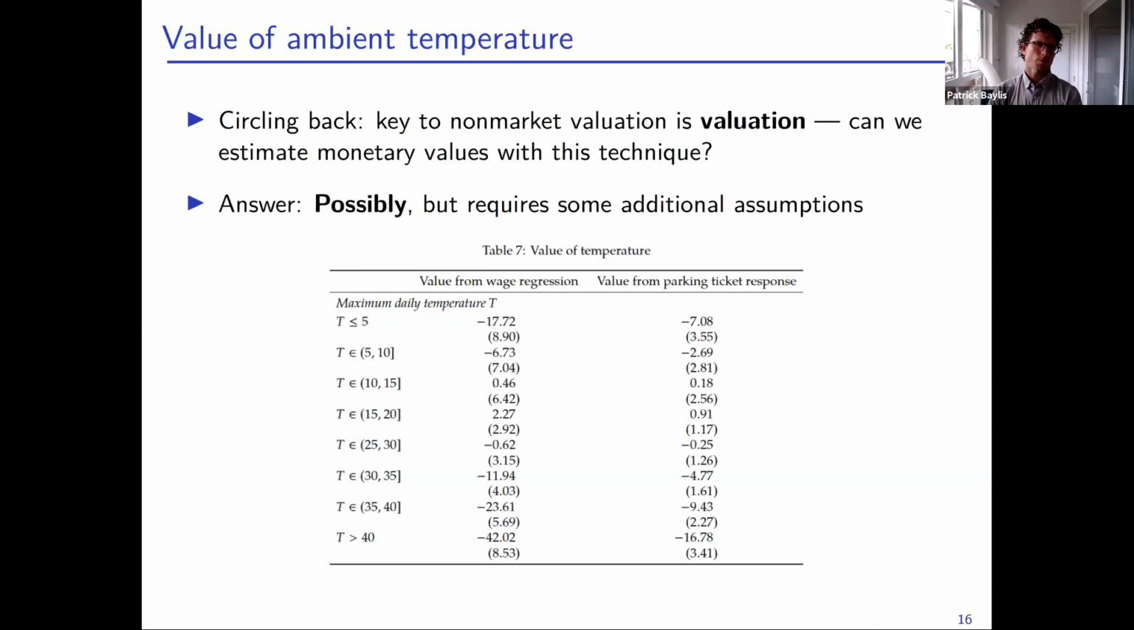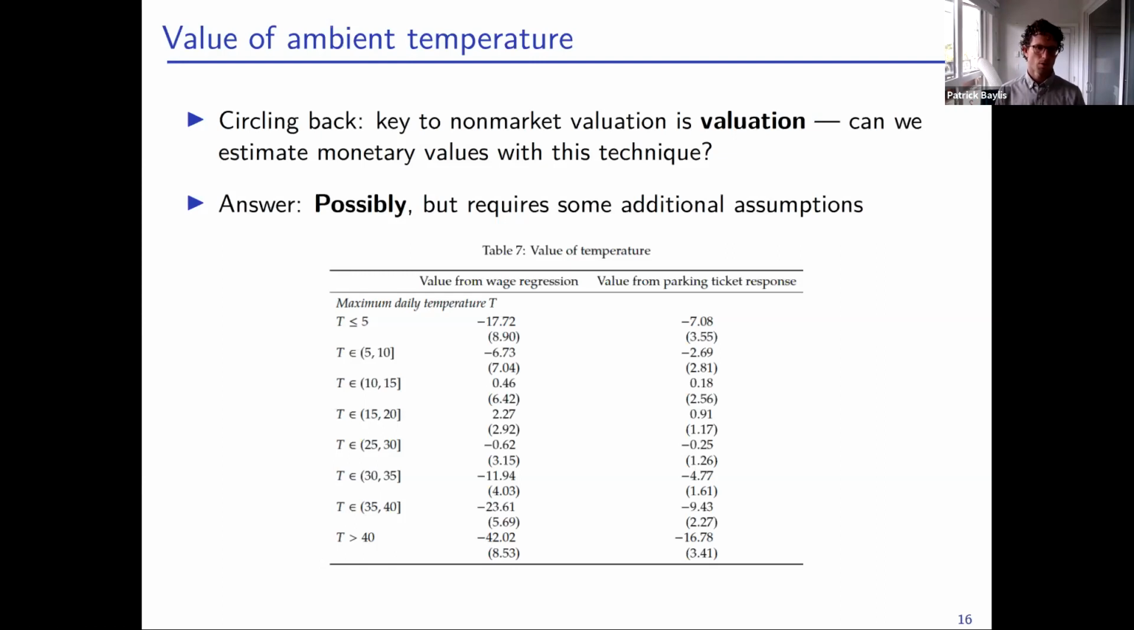Okay, so just to circle back to the motivation, can we actually use this to value preferences for temperature? Because one of the big benefits of the hedonic approaches and some of the other approaches is the valuation piece. You can actually value the degree to which people prefer one thing over another. So in the paper, and I encourage you to read the paper for more details, the answer here I think is possibly. It requires some potentially courageous assumptions to do so.